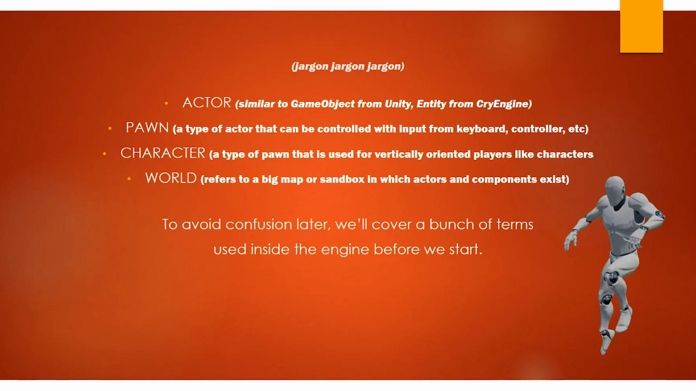A pawn is a type of actor that includes the ability to be controlled using the keyboard, a controller, a joystick, pretty much anything. And we use one of these whenever we need the actor to be controlled by a player. So we use that for, you know, if you want to fly a spaceship around, we'd use a pawn for that. A character is a type of pawn that is used for vertically oriented players. This could be a human, that's the main reason, but you could use it for like a T-Rex, literally just anything as long as it's vertically oriented.